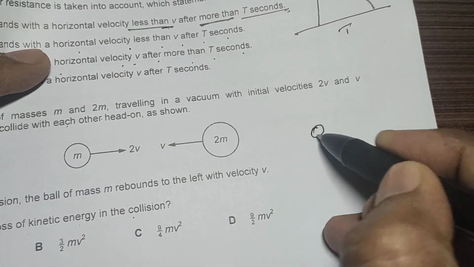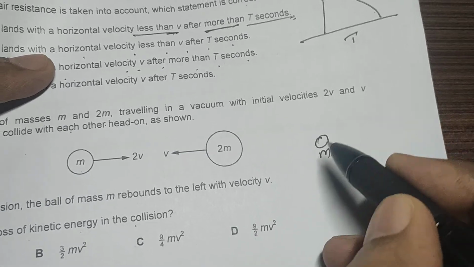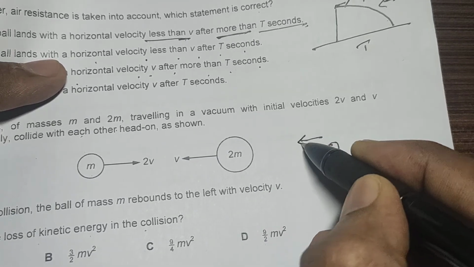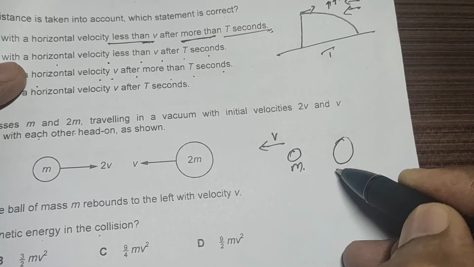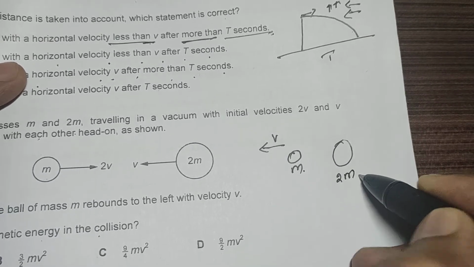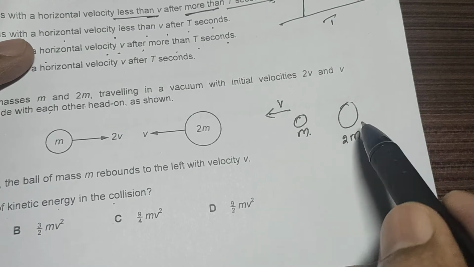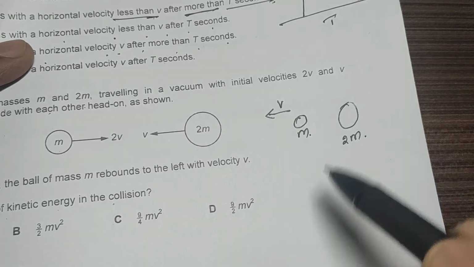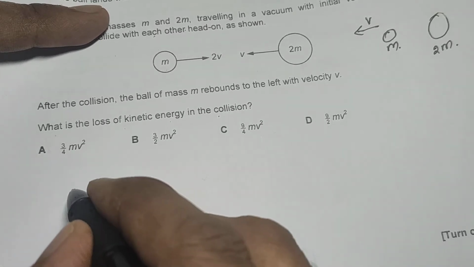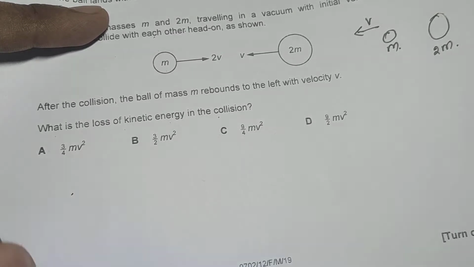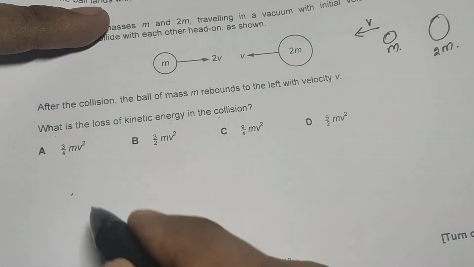This is the mass m, and then it rebounds to the left with the velocity v. So this is the velocity v, and it's bouncing back, and you don't know the velocity of the 2m mass, like where is it going? It is going to the left or to the right, but you can find it using conservation of momentum. Momentum before collision should be equal to momentum after collision.